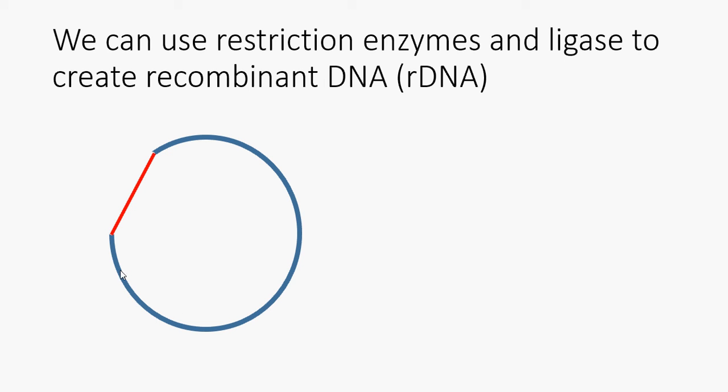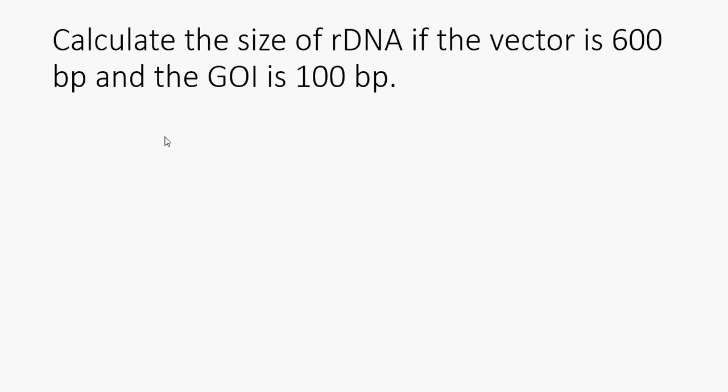So, now let's talk about how to calculate the size of recombinant DNA. So, if the vector size is 600 BP, this means base pairs. So that's like on a single strand, one base, and then on the other strand is the second base, right? So base pairs is just, you count the nucleotides in one strand of DNA. So this is how we measure DNA size. So this is 600 base pairs, and the gene of interest is 100 base pairs. What is the size of the recombinant DNA molecule made from these two?